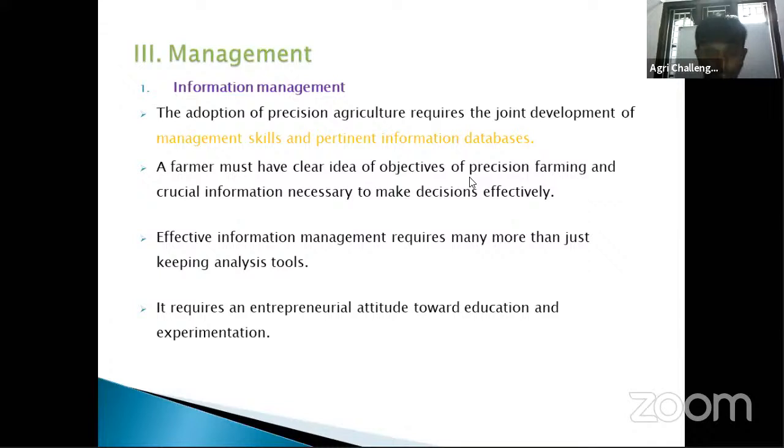Then information management. The next one is, just a minute, it's moving.